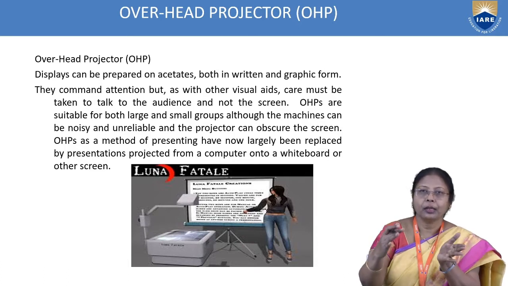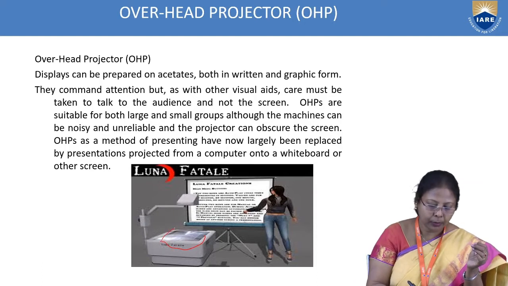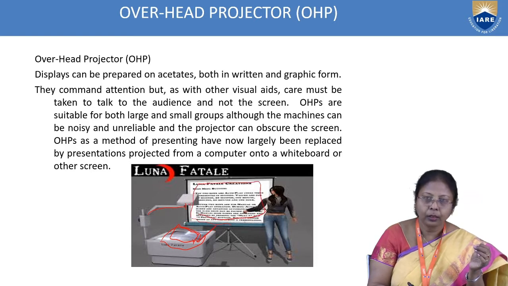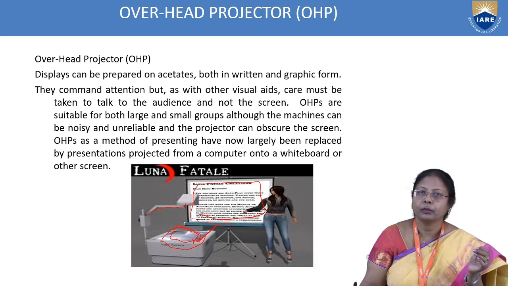Keep that sheet on the glass. You can see in the machine, this is the glass one, and here you have to keep the sheet. And when you turn on the button, this part, we can call it the projector, I think. With the help of this, whatever you have written here will be projected on the board.